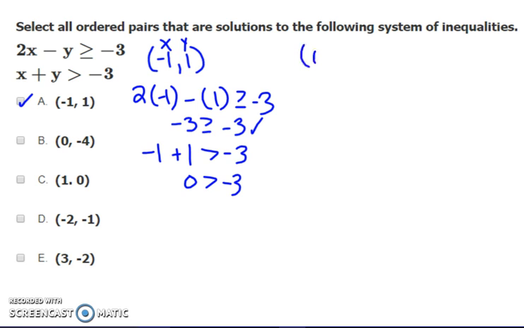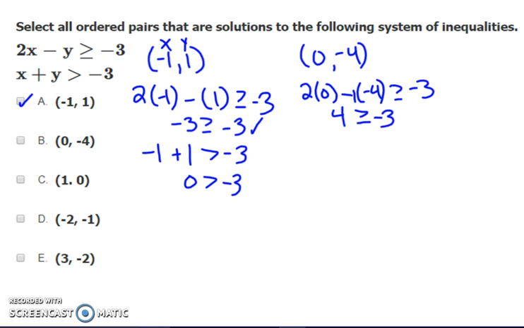Now we're going to check letter B. We have (0, -4). Again, I'm going to start with my first one. 2 times 0 minus -4 is greater than or equal to -3. Be careful. I know it says -4, but it's minus y. That's like multiplying it by a -1. So we can put that there to remind ourselves, but don't just drop one of the negative signs. 2 times 0 is 0. -1 times -4 is +4. We want to know, is that greater than or equal to -3? Well, yeah, it's greater than.